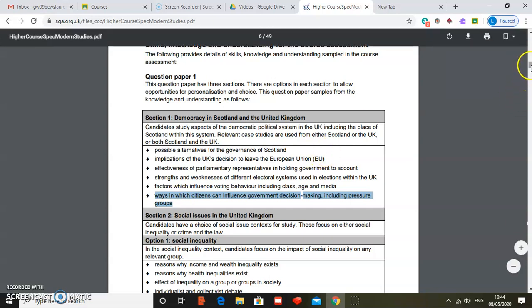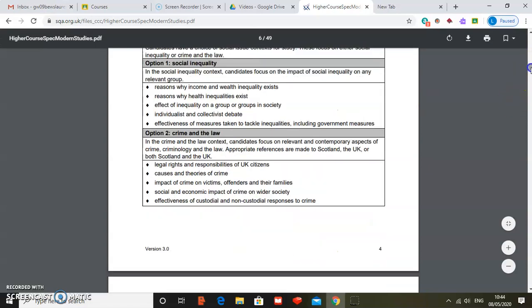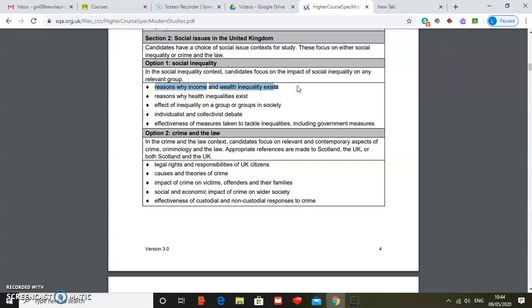For the second section, however, remember there is a choice. We do option 1, which is social inequality, so we have to look at why income and wealth inequality exist, so what's the reasoning behind that. We have to be able to explain why some people are better off than others. Also, reasons why health inequalities exist. So we have to be able to explain why some groups are more likely to be dying younger than others, for example.